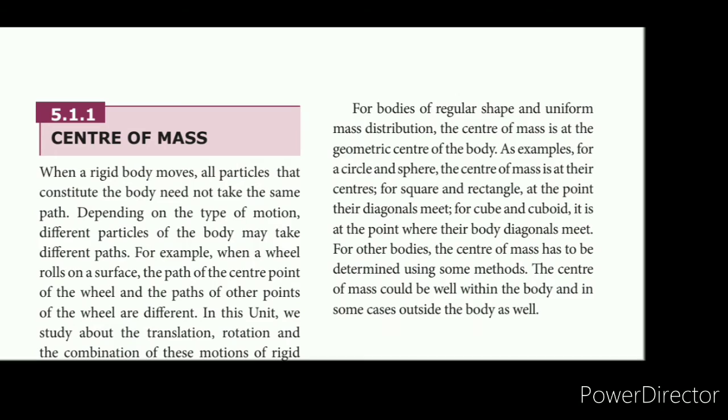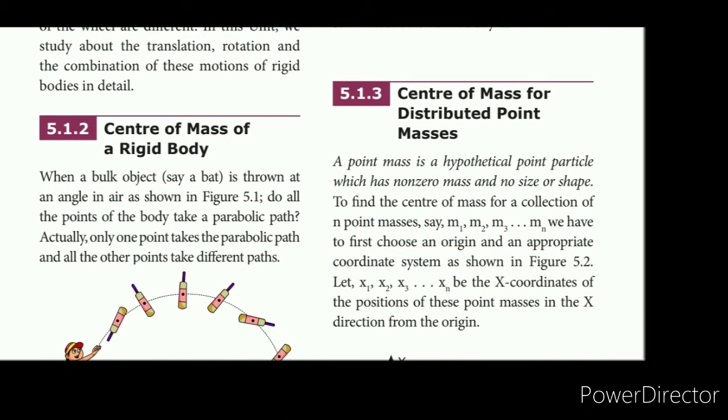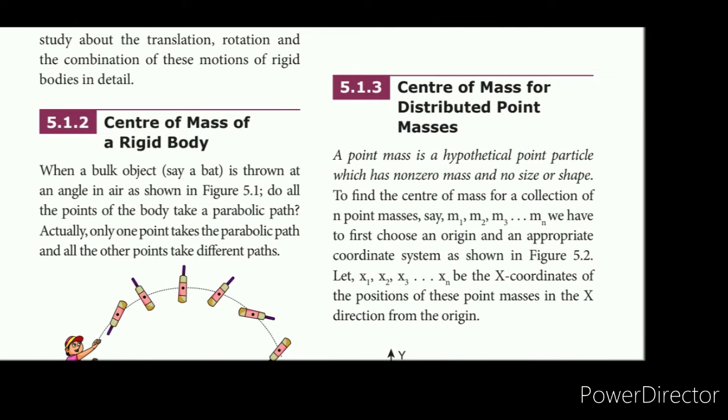What is meant by center of mass in a rigid body? Look at the picture. When the bat is thrown, it goes in a circular motion and also takes a parabolic path. When it takes the parabolic motion, all the points on the red dotted line are called the center of mass. The center of mass of an object maintains the same motion. A point mass is a hypothetical point or particle which has non-zero mass.